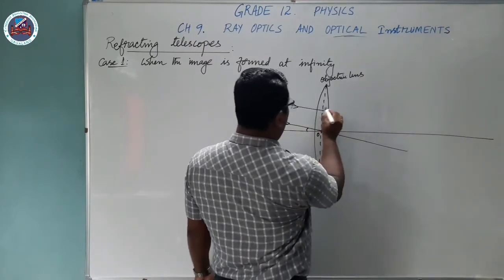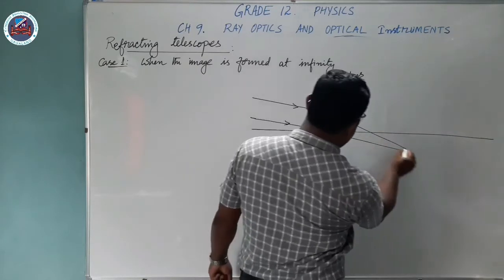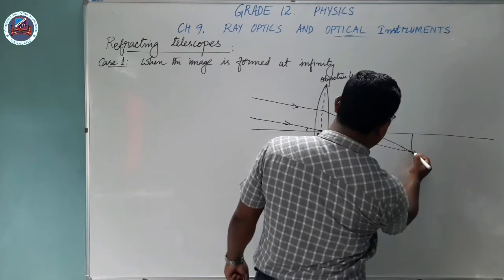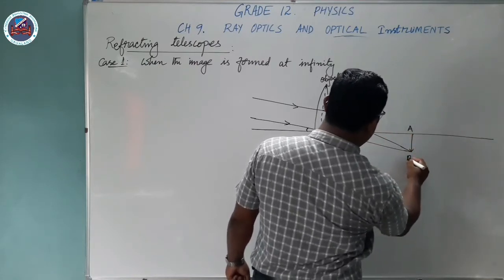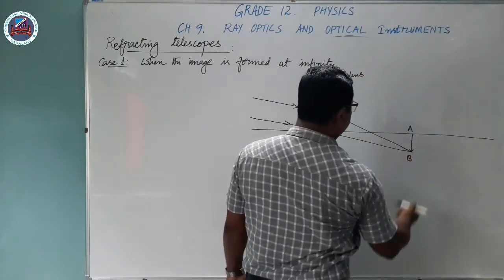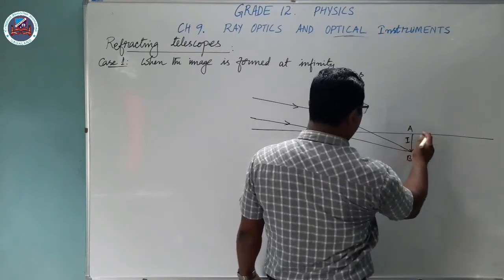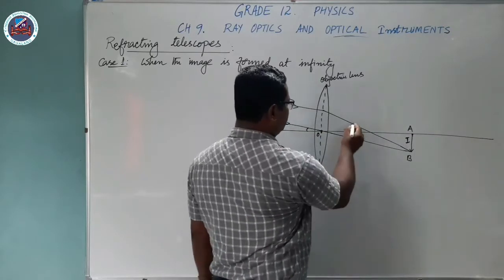This ray will converge slightly because this is a convex lens. It will converge like this and will form one image here. Let me mark this image as AB this time. The object we can't see, it is very far, so we'll start with AB. Let the size of the image be I. This is your image produced by the objective lens.